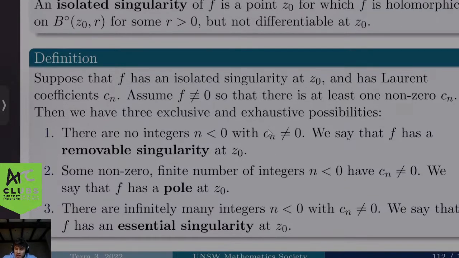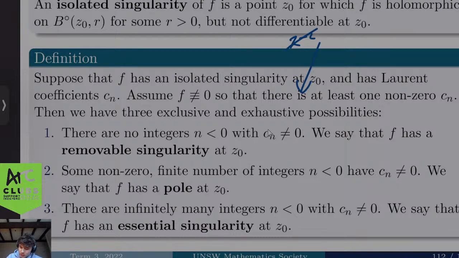So now, let's classify isolated singularities. We can actually do that based on our Laurent coefficients. So there are three cases, right? The first one is a removable singularity. If there are no integers n less than 0 for which Cn is non-zero, we say that f has a removable singularity at z0. So that's to say there are no negative powers. So there's no such thing as z to the -2. All of our powers are positive.